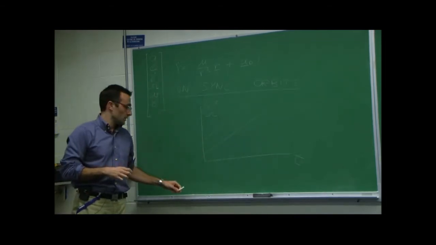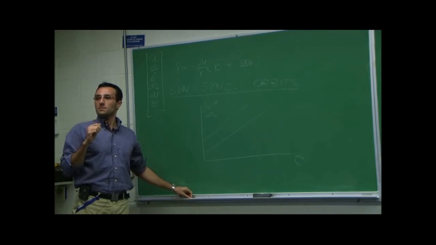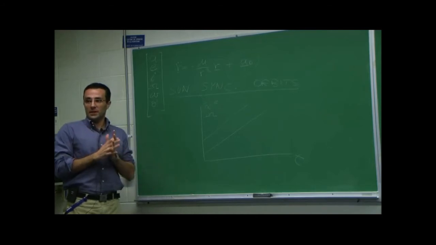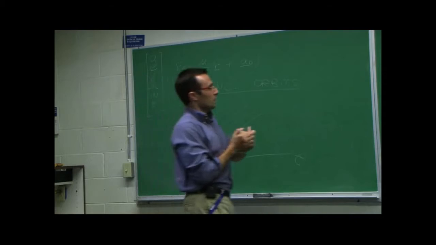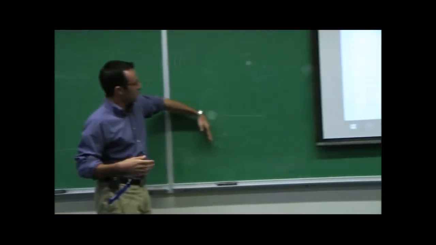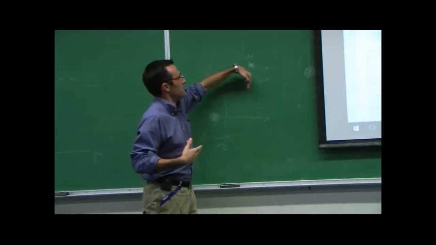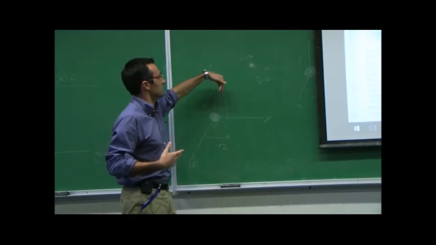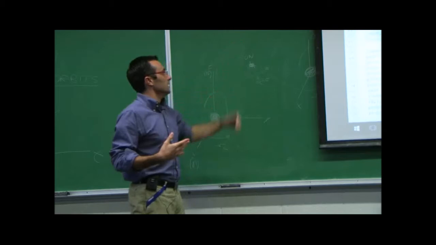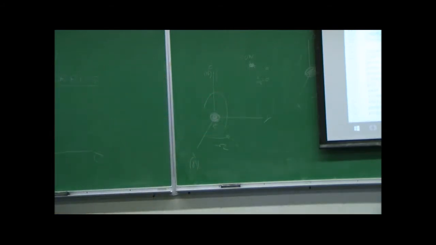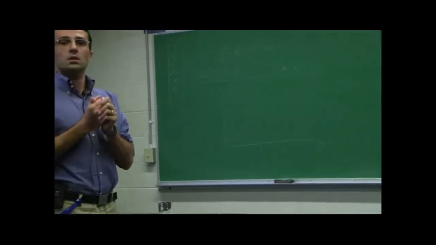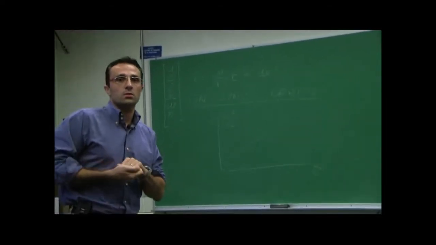Make sense? Yes? Sorry, for a Sun-synchronous orbit? For a Sun-synchronous orbit, yes. So in other words, you want this angle big omega to change in time at the same rate as the angle that is swept by the line that connects Sun and Earth. Clear? Yes?